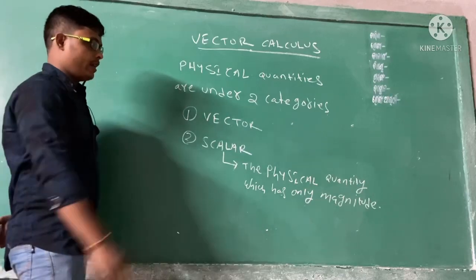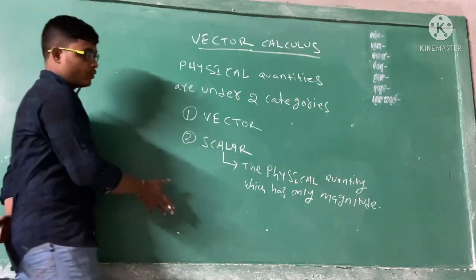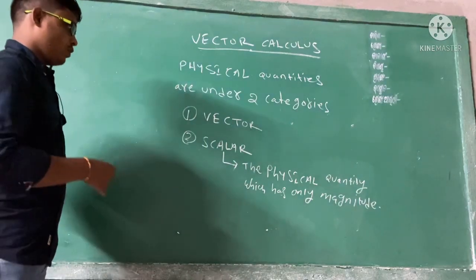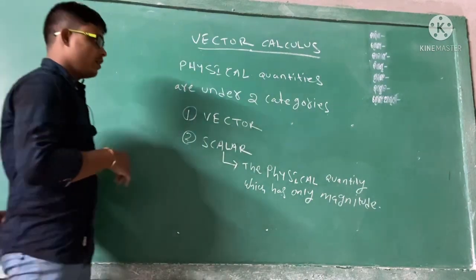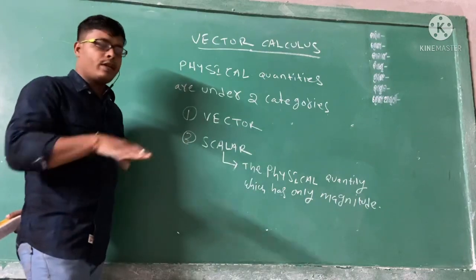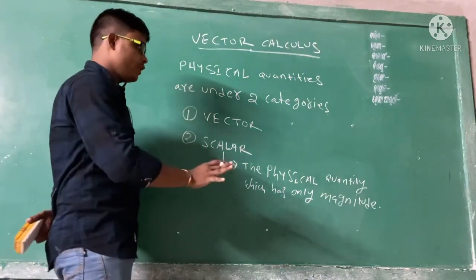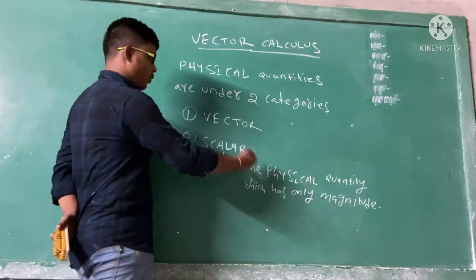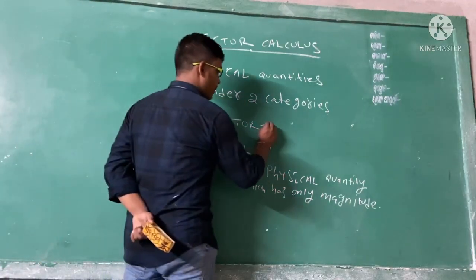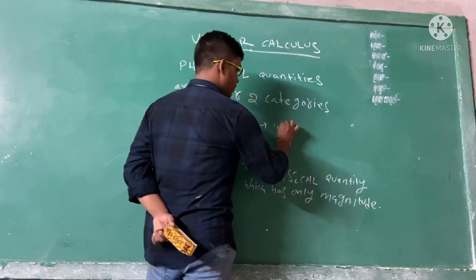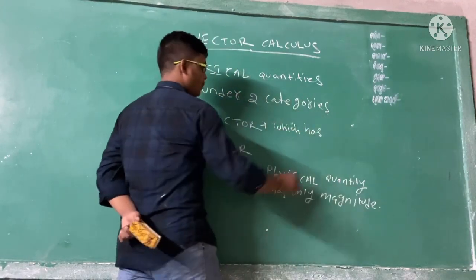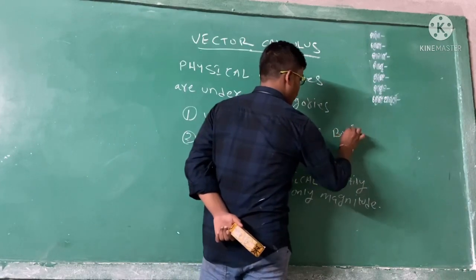So these are the scalar quantities. But how do you know what is the meaning of that? The physical quantity has only magnitude. What is the meaning of that? So this is important. The meaning is that the magnitude is the same in all directions. If you are taking 5 kg of tomato or 5 kg of anything, any object's mass, then its magnitude will be the same in all directions.